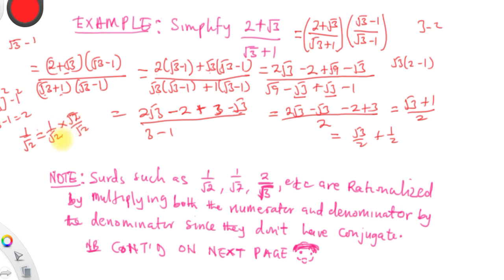You get 1 times this, then you get 1 times square root of 2. You get square root of 2 over square root of 4, which is square root of 2 over 2. That's your answer, which is the same as 1 over 2 root 2. Yeah, guys.